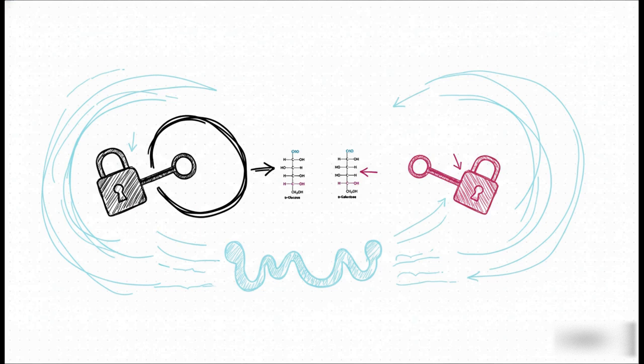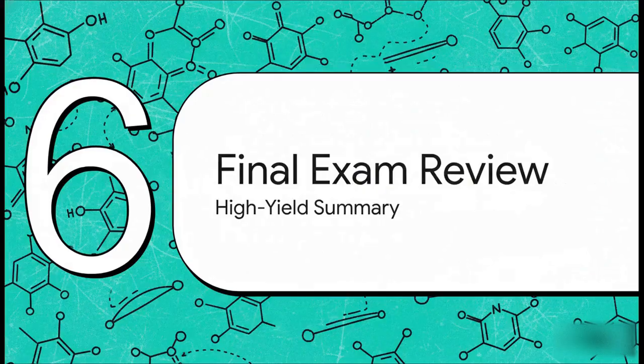But that one tiny tweak in their 3D shape is enough for our enzymes to tell them apart completely, which leads to totally different metabolic pathways. In biology, tiny architectural details have huge, huge consequences. Okay, let's pull it all together. Here's a rapid-fire review of the most critical concepts we've covered. This is your high-yield summary to really nail down the fundamentals of carbohydrate architecture.